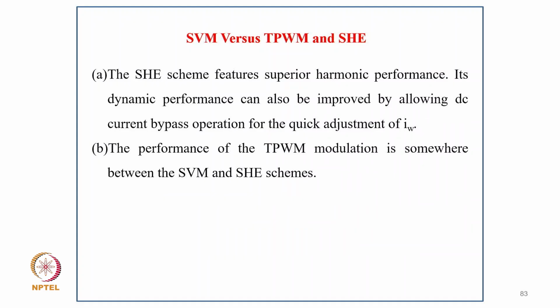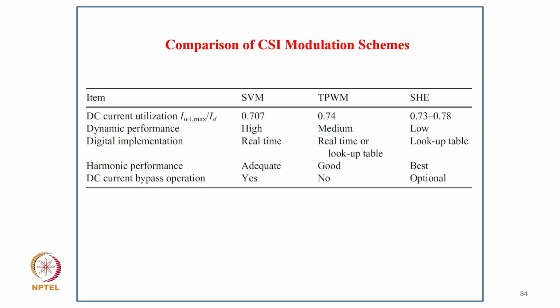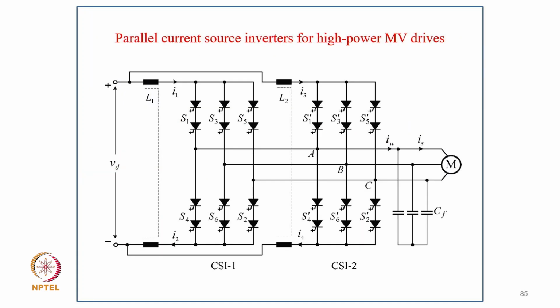And the SHE scheme features superior harmonic performance. Its dynamic performance can also be improved by allowing DC current bypass operation for the quick adjustment of IW. And B, the performance of trapezoidal modulation is somewhere between the SVM and the selective harmonic elimination schemes. And these are typically the DC current utilization for all 3 modulation techniques, then dynamic response, digital implementation, harmonic performance, and DC current bypass operation. And this is a typical parallel current source inverter for high power medium voltage drives, where we put 2 current source inverters in parallel.